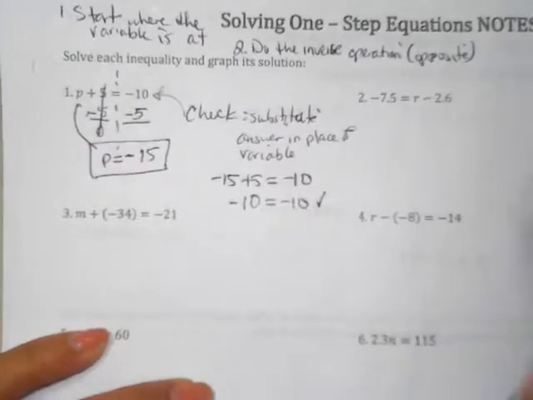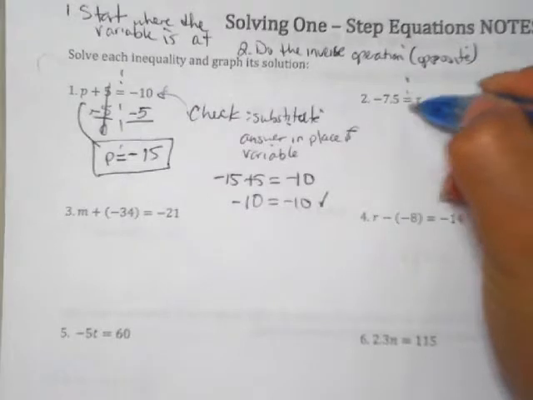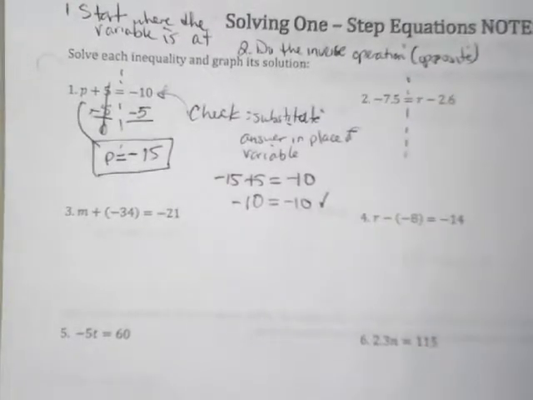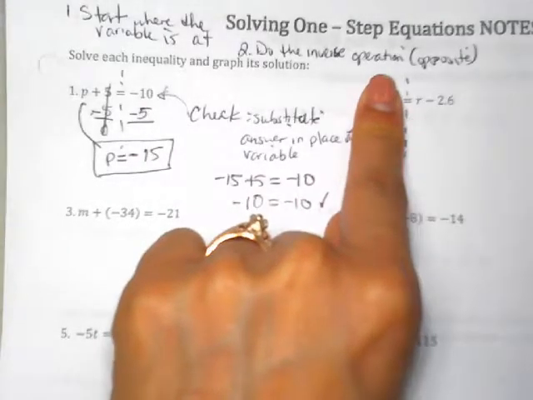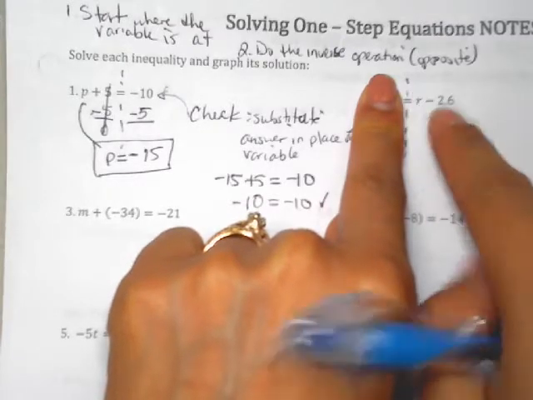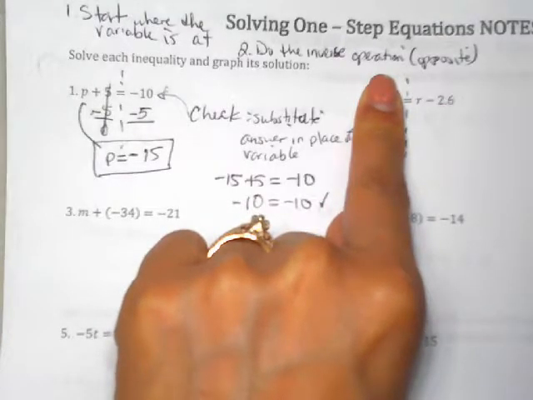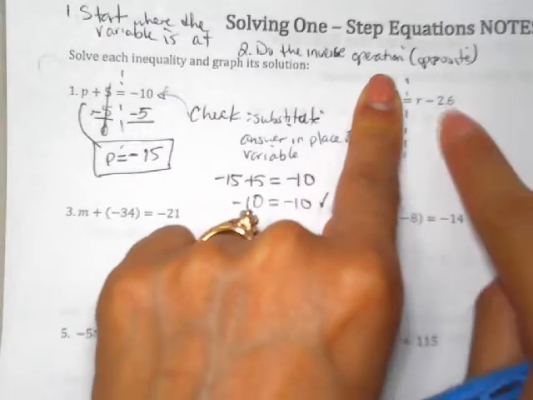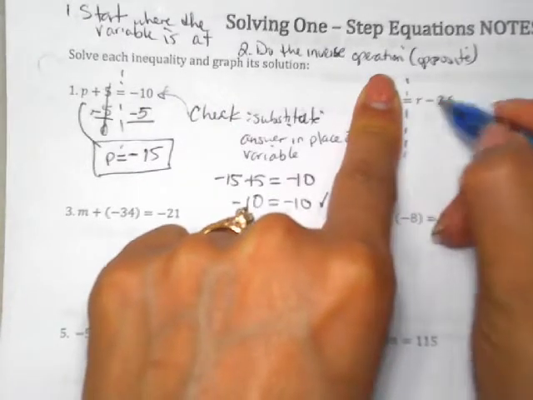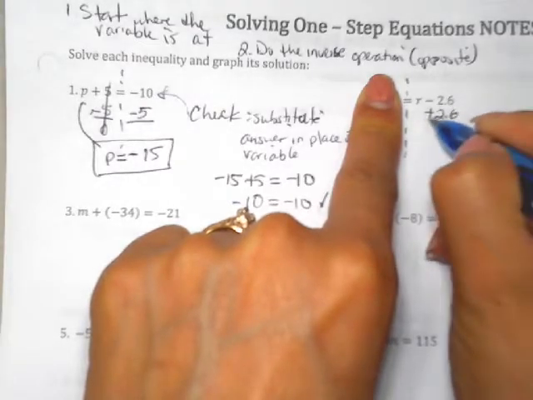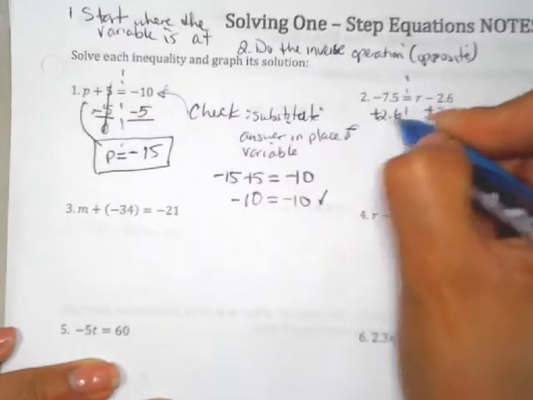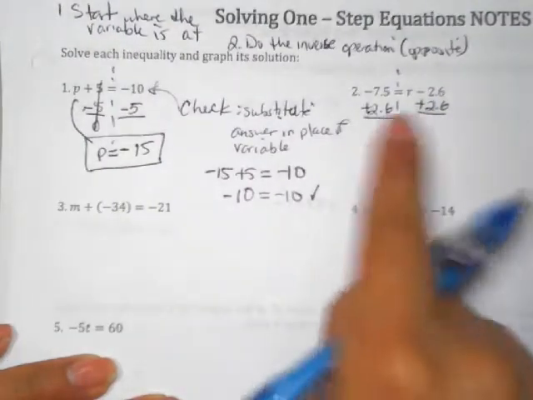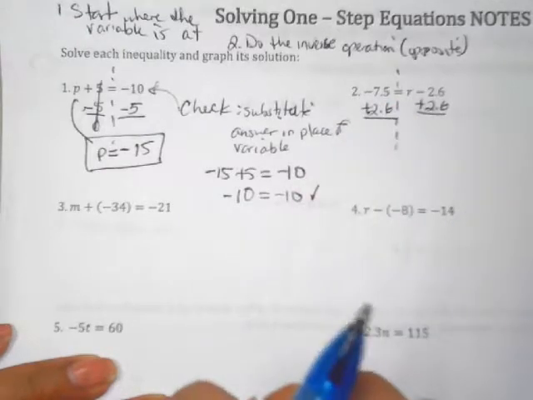Number 2, our variable's on the right side, so we're going to cover the left, if that helps, and we're going to identify what's happening here. We're subtracting a 2.6. You can also write this as adding a negative 2.6. So to get rid of this, or to zero it out, we have to do the opposite. I'm going to add a 2.6. We do the same thing on the other side, add a 2.6. Whatever I do to one side, I have to keep it equal and do it on the other side.